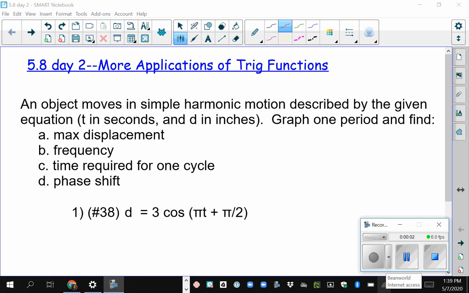Hey everybody, this is the 5-8 part 2 video. We are going to continue working on applications. I will say they're a bit more complicated in part 2. And we are going to start with an example from the textbook.